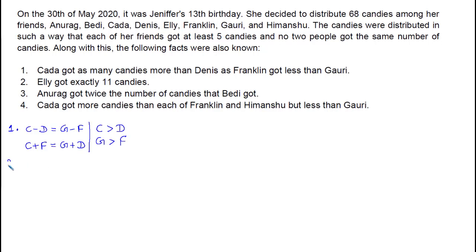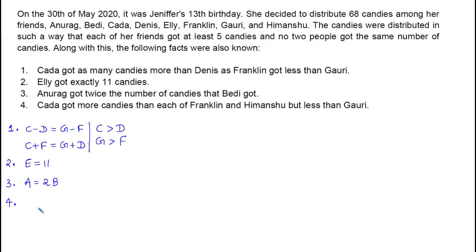Now the second statement, from which we can say that A is equal to 11. From the third statement we can say that Anurag got twice of Bedi, that is A is equal to 2 times B. And by using the fourth statement we can say that Kada got more candies than each of Franklin and Himanshu but less than Gauri.